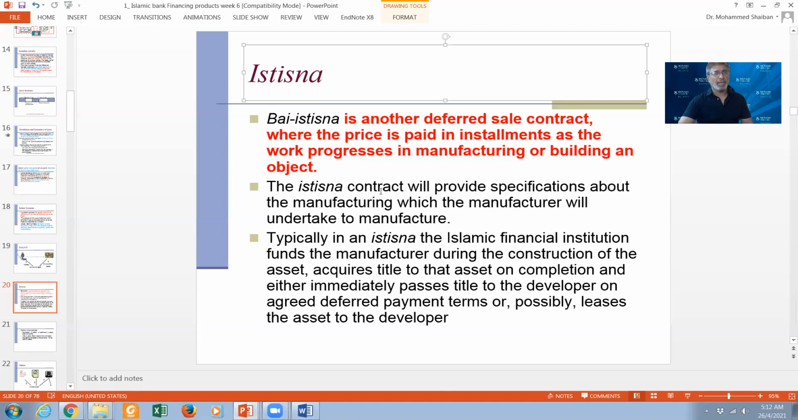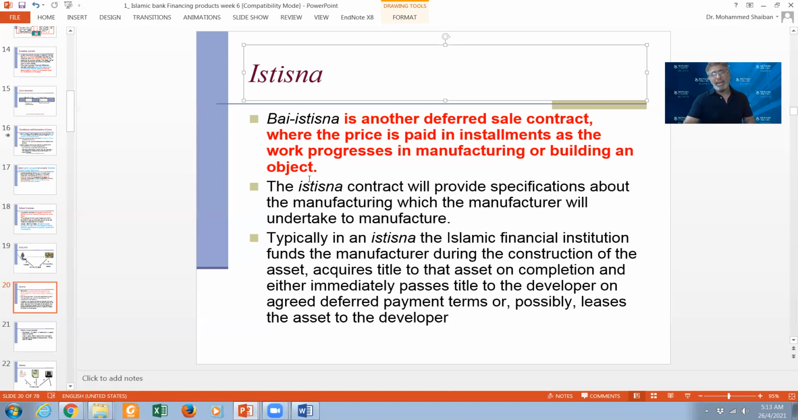So this is another deferred sale contract where the price is paid in installments as the work progresses in manufacturing or building. This is good if you want to build a factory. Now, when you build the factory, you may bring the machines, all the equipment, people who will install this. If you have the land, for example, you bring it from China or Japan, or you manufacture it here with another contractor in Malaysia. So when this contractor builds all those machines for you, so you are building, for example, a furniture factory, or a huge restaurant or maybe a stadium, or any of those recreation projects, or maybe a shopping mall or whatever it is, a machine or factory or any business. So you have a contractor who will do this and provide those machines.